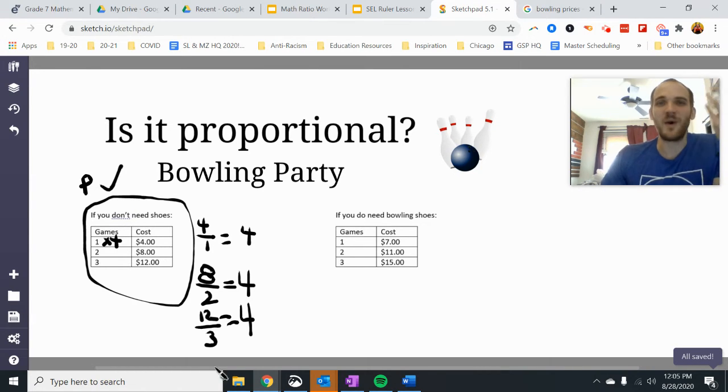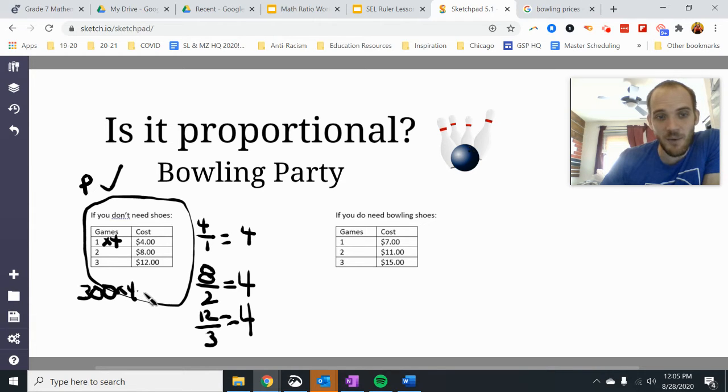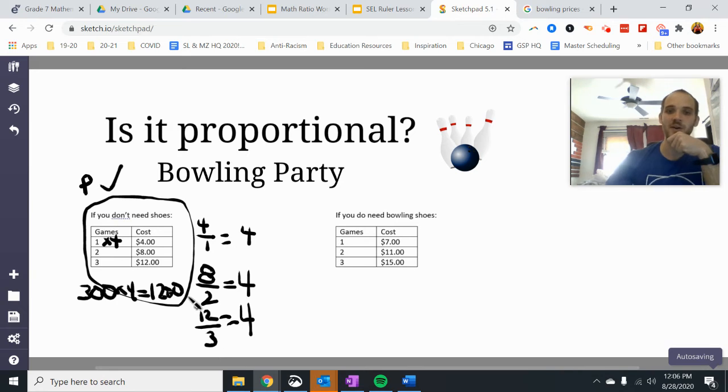What that tells me and why that's helpful is if I tell you, you know what, 7th grade, I'm going to go crazy. I'm going to bowl 300 games. And I ask you how much it would cost for me to bowl 300 games. Well, since this is proportional, all I have to do is multiply this by 4, and now I know that my games would be $1,200. I'm never hopefully going to spend that on bowling, but 300 games would be $1,200. This relationship is proportional because the ratio of y over x is always the same thing.